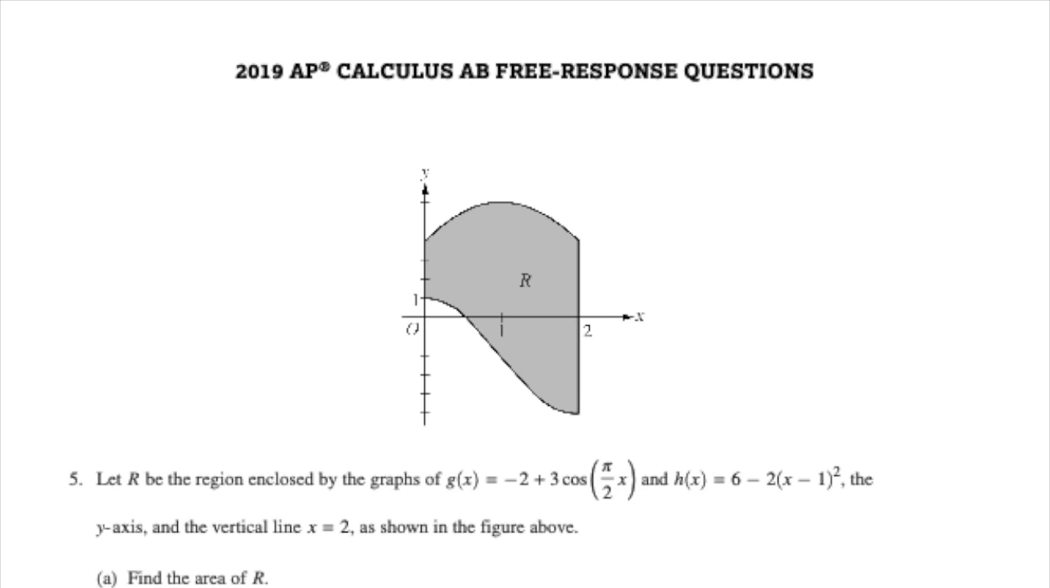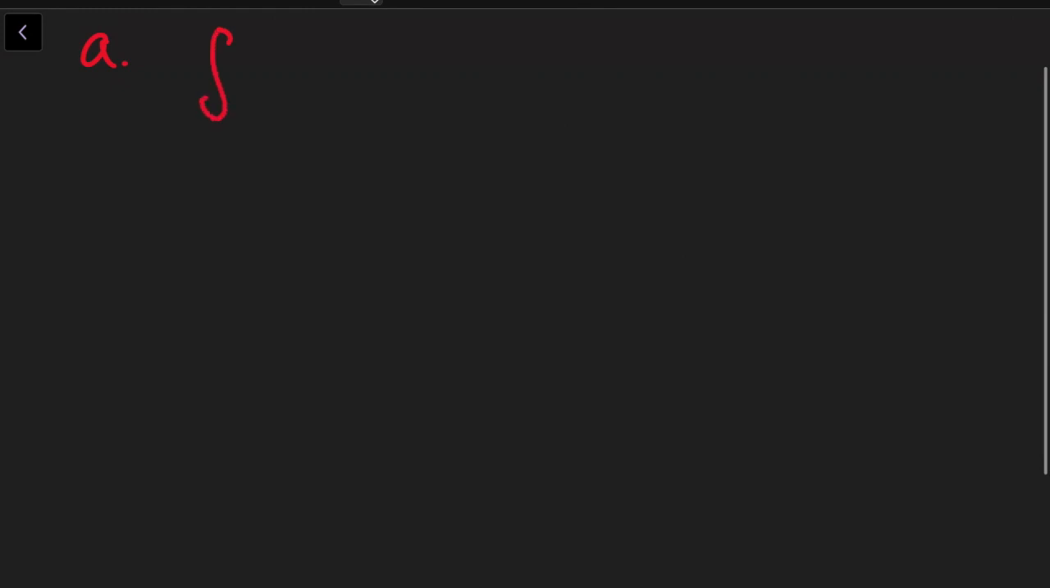And so we see that the top function actually hits 4 and even goes to 6. So we know that the top function can't be the g of x function with cosine, so it has to be the h of x function. To find the area, we need to integrate, and it's going to go from 0 to 2, because those are the two boundaries specified. It's with respect to x. So now we need to know, what are we going to put in here? Well, we just talked about that. We know that h of x is on top, and g of x is on the bottom.